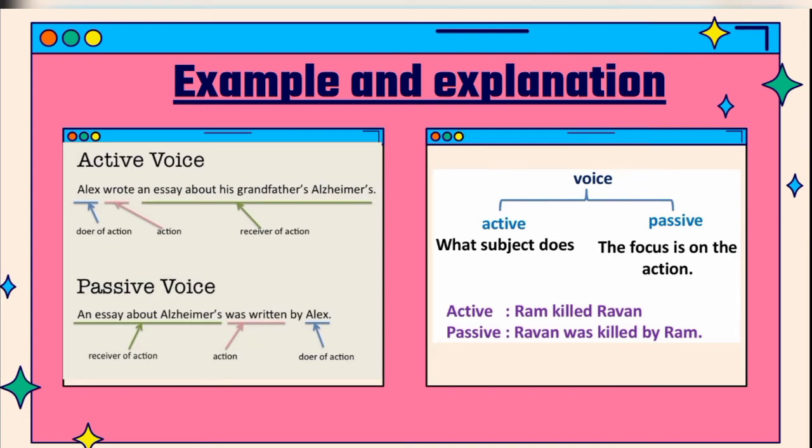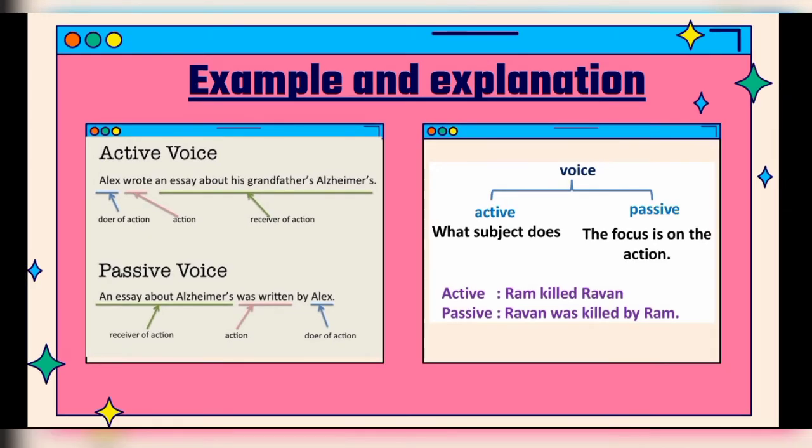We use the receiver of action first. So like, an essay about Alzheimer's was written by Alex. So by Alex is called the doer of action. It's behind the action. So active voice talks about what the subject does. And the passive focuses on the action.